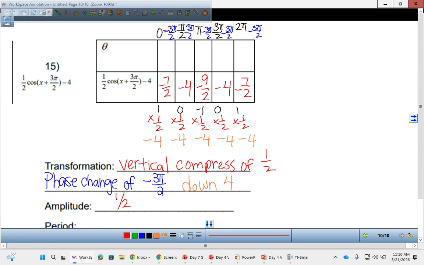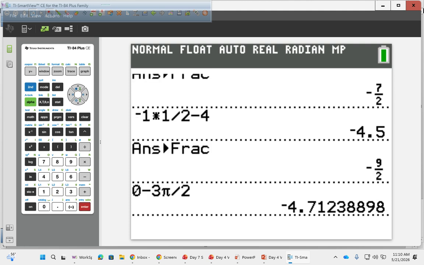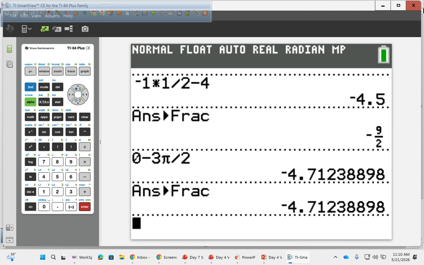I can't do the top math in my calculator, and here's why. If I try to type that into my calculator, 0 minus 3 pi over 2, I get this, and I can't do this. And I can't write those decimals all in my table. There's not even enough space to do that if I wanted to. And then if you round it, it's not technically right, okay? So the x values are harder because of the pi. You can't put them in your calculator.